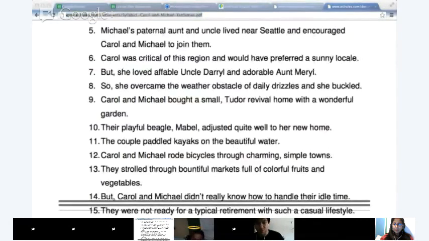Okay, good, good, good. All right, now we're going to start back with Alejandro and IU. But she loved affable Uncle Daryl and adorable Aunt Meryl. Okay, and go ahead, IU. You don't want to start first, Brett? No, I just said the sentence.